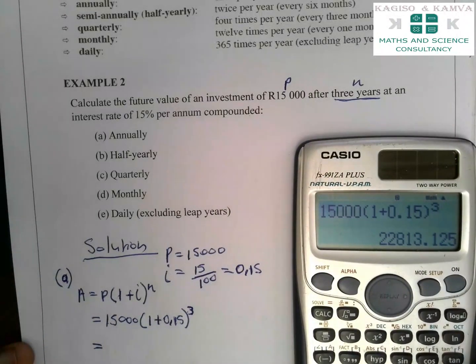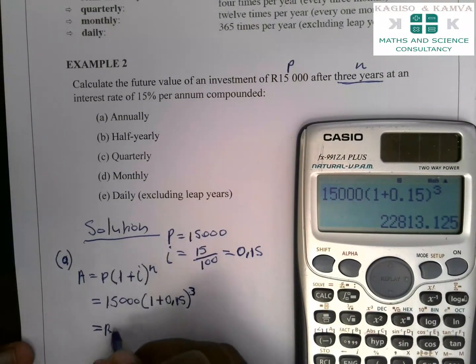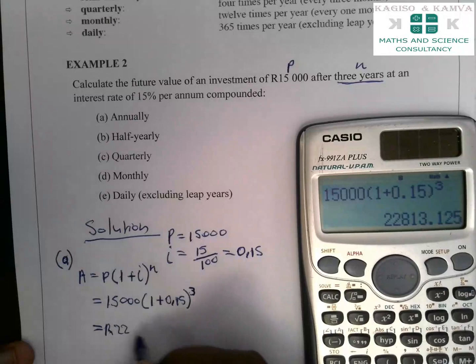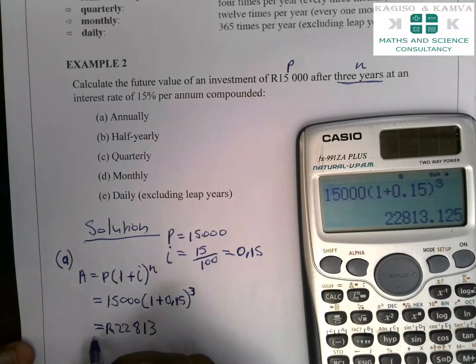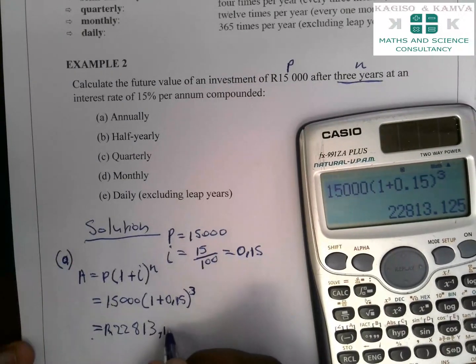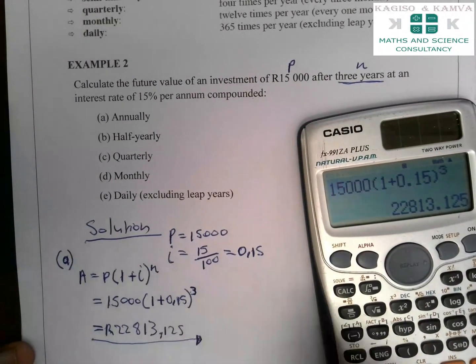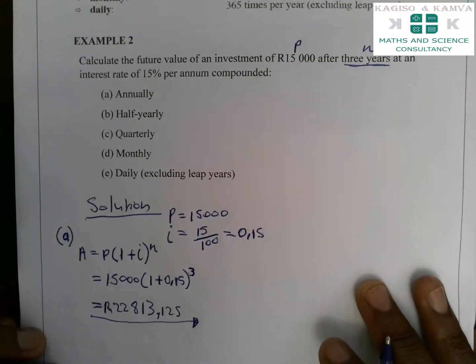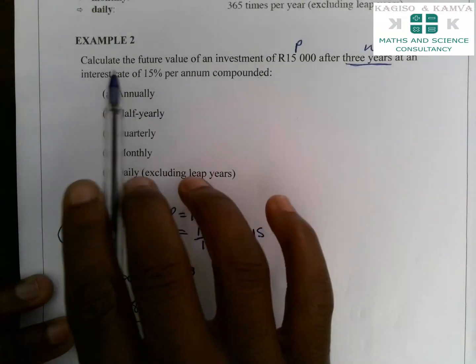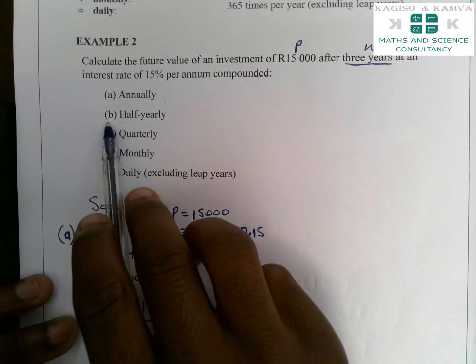So this is going to be the accumulated amount: 22,813.125 if it is compounded annually. Now let us come to check B.